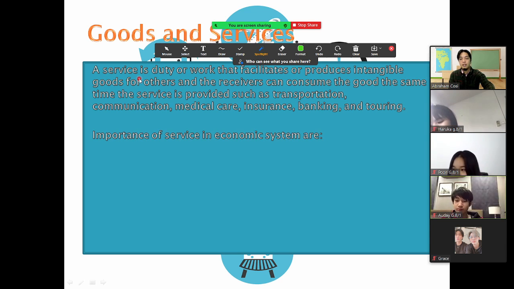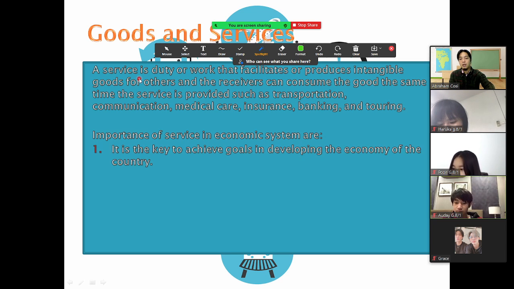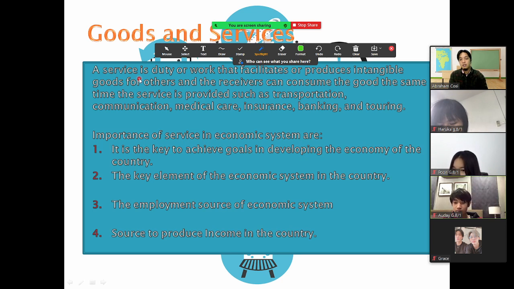Okay, and we have the importance of service in our economic system. First, it is the key to achieve goals and developing the country. Next, the key element in the economic system. Without services, the economy would of course be stopped.